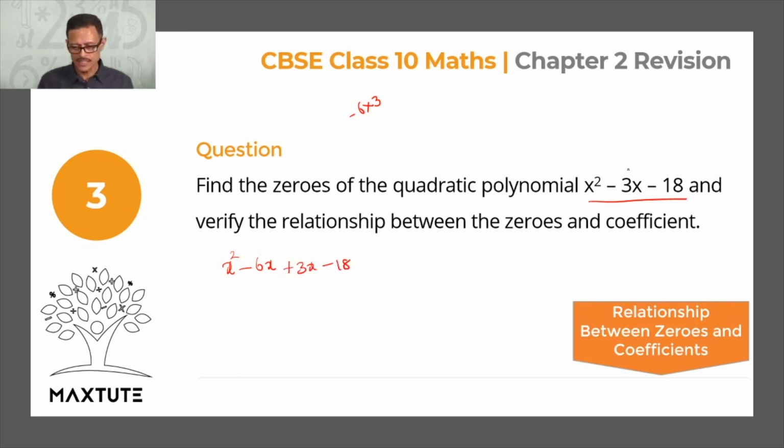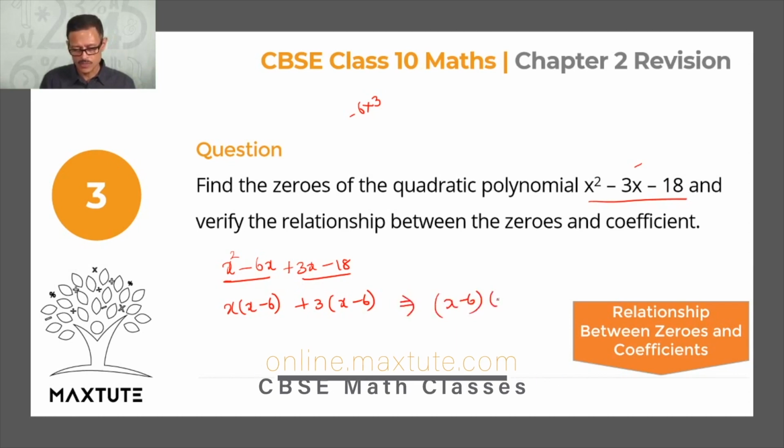Sum is a minus 3, yes. Product is equal to minus 18x square. Take x as a term common between these two. So we have x times x minus 6. Take 3 as a term common between these two. So 3 times x minus 6 will leave us with essentially x minus 6 times x plus 3.